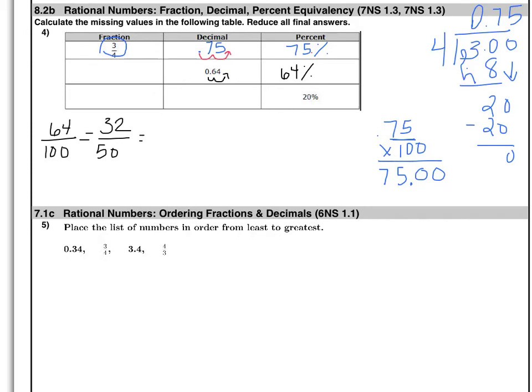They're both even numbers, so it's divisible by 2 again. 32 divided by 2 is 16, and 50 divided by 2 is 25. Well, 25 is really 5 times 5, and 16 is 4 times 4, so they have nothing in common, so that makes them simplest form, and I can write them in my fraction box.